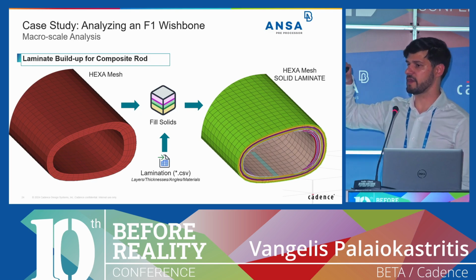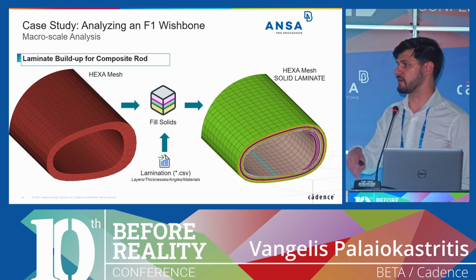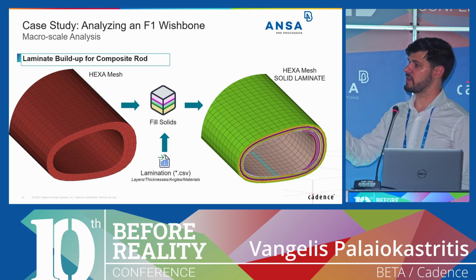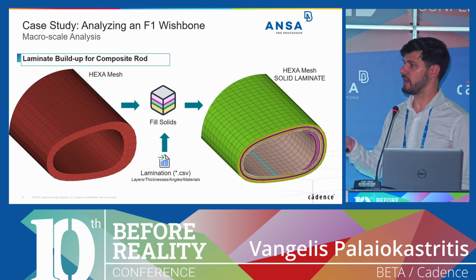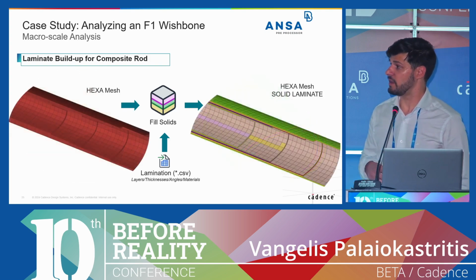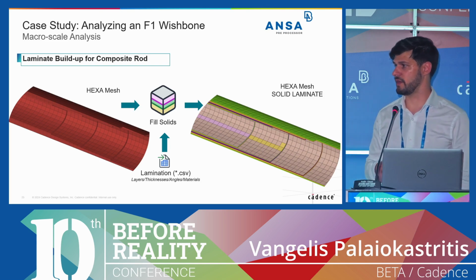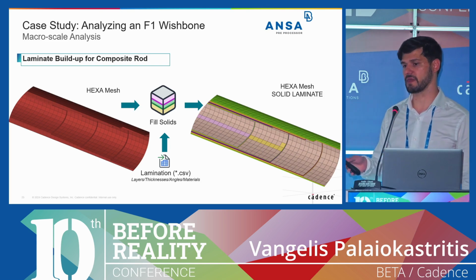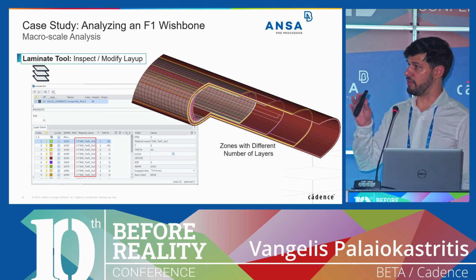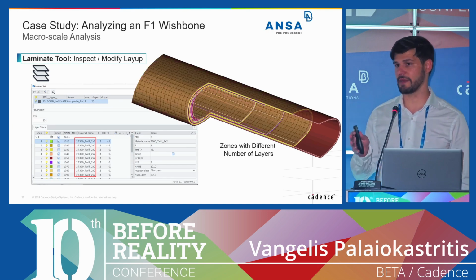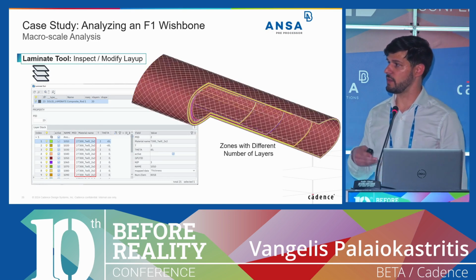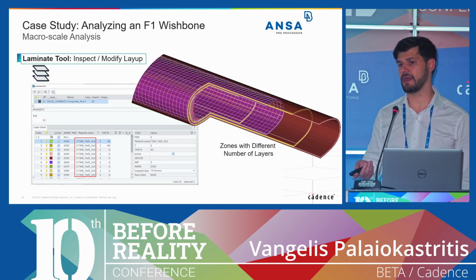Then the lamination will continue to the subsequent hexas. So we pass the lamination information, and we respect the actual mesh and geometry at the same time. This will result in a zone model with layers covering different areas of our model. This solid laminate model can be handled through the laminate tool, where we can inspect and even modify layers.